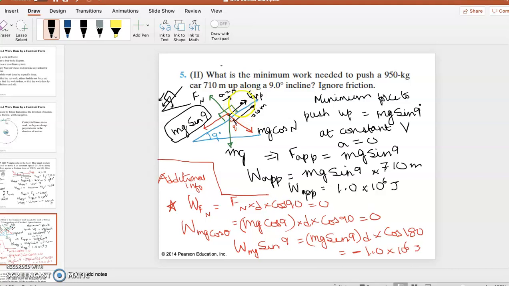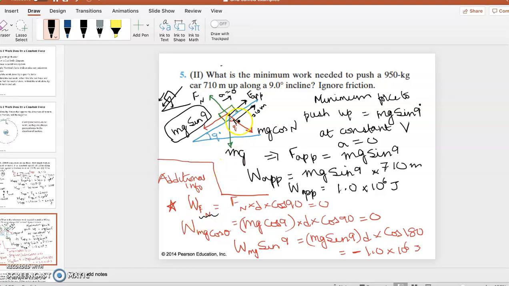So the work is this minimum force, which is the value exactly like this one, times 710 times cosine of 0. Alright? And this is additional, that if he's asking you what is the resultant work due to the normal force, this is the displacement, this is the normal force, the angle is 0, they're perpendicular to each other. So there is no work done due to the normal force.